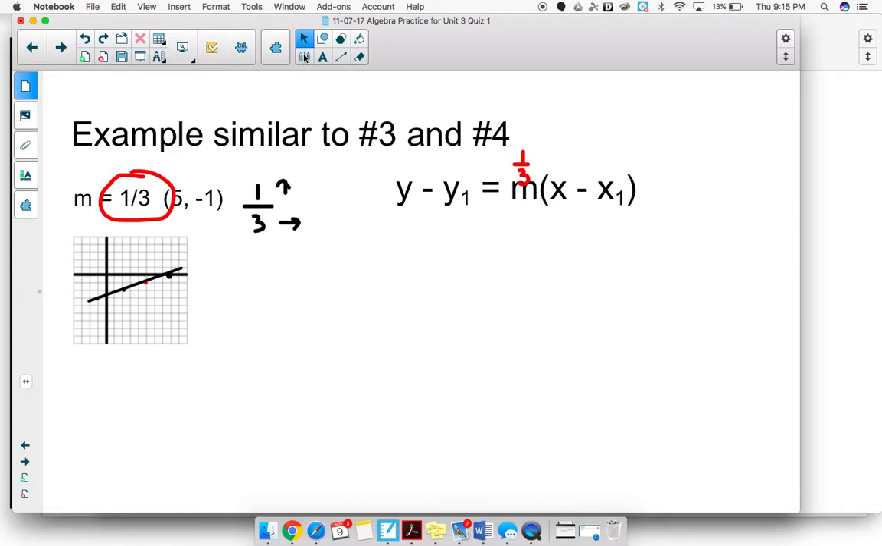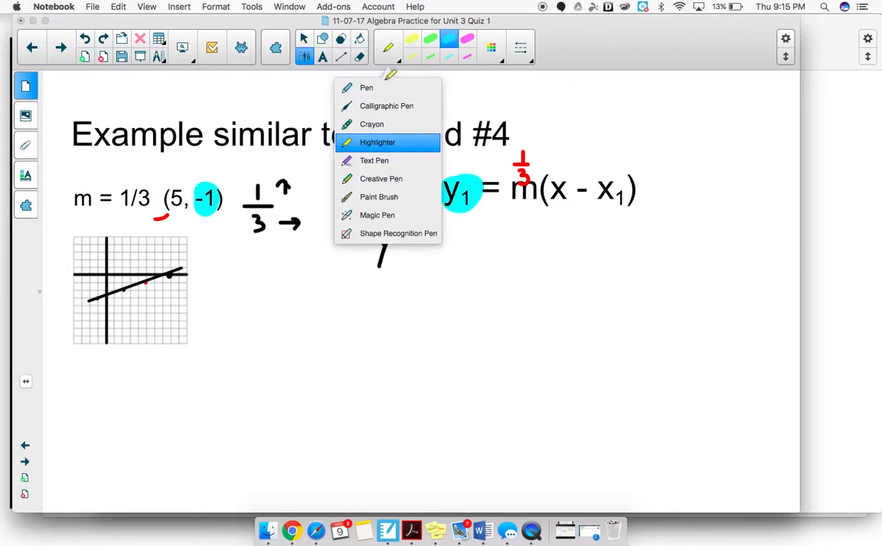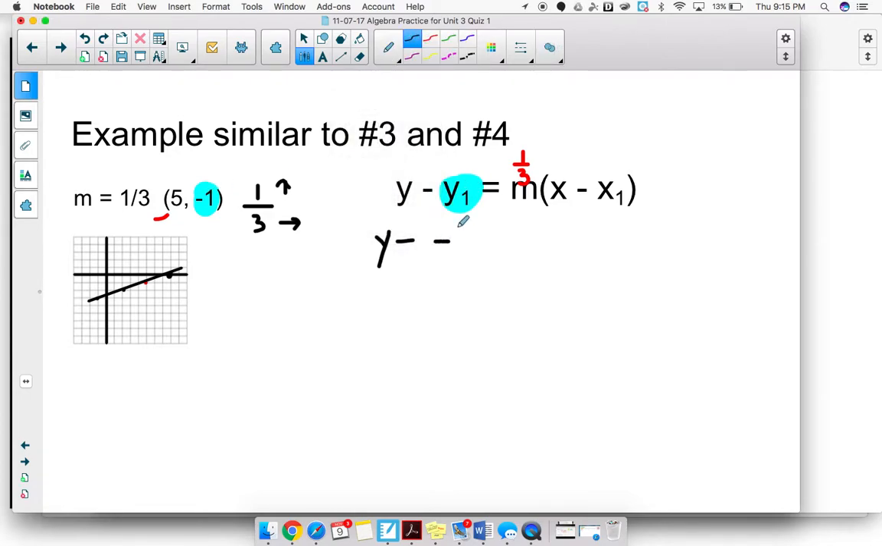Now we're going to plug the ordered pair in, distribute the slope, and solve for y. So we're going to have y minus the y value from my ordered pair. The y value from my ordered pair in this example is -1, so that's going to go right here. So y minus a -1. Turn that into a plus right away.